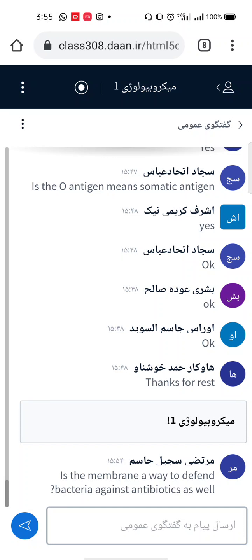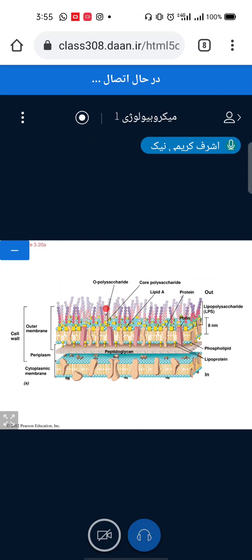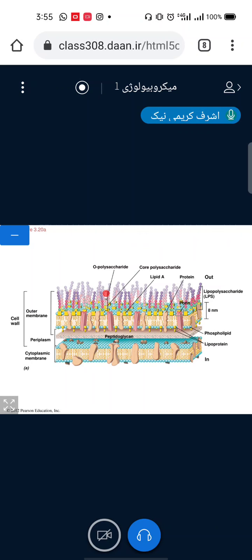You can see lipopolysaccharide molecules in this image. Lipid A, yellow. Core polysaccharide, and O polysaccharide or O antigen. Core polysaccharide and lipid A are the structure of LPS or endotoxin.